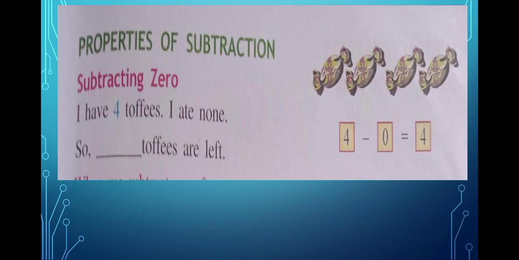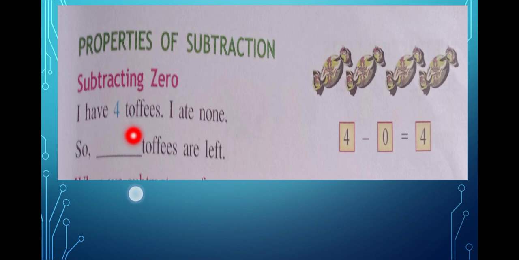Okay, I have taken the pictures of your book, page number 39. So take out your book, page number 39. Be ready with your pencils and erasers. You will be writing in the textbook itself. Okay, so this is the first property. What is that? Subtracting zeros.